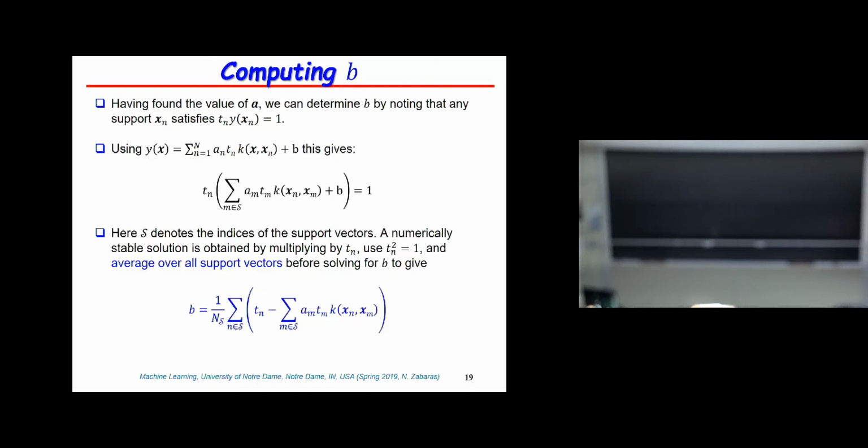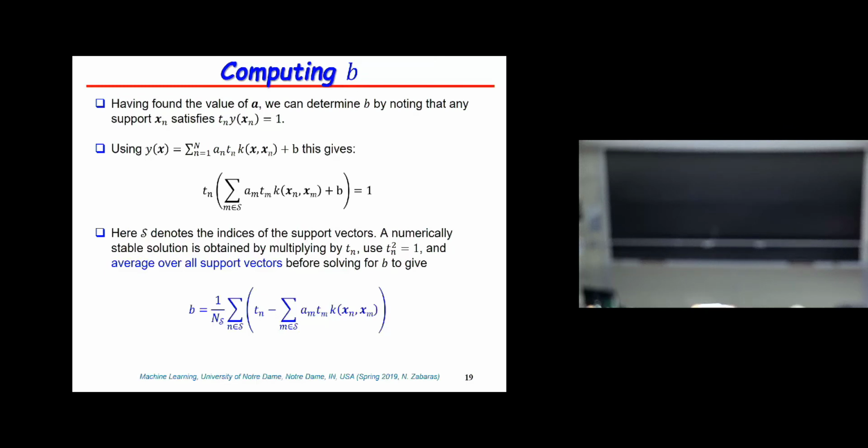You remember for the support vectors, for these points on the margin, we just said that tn y of xn equals 1. So if you plug in y of x equal to this, where lots of these alphas are 0, what we get is tn times the summation of all of these kernel values plus b equals 1, where this subscript s is the indices of only the support vectors, the vectors that basically have alphas not equal to 0.